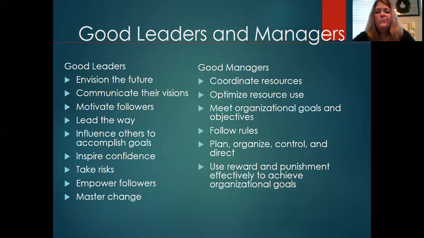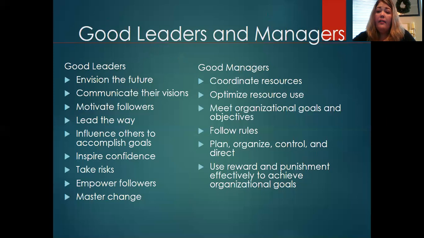So good leaders and good managers. Good leaders envision the future. They think about what's happening now and what's going to happen later, and see the trends and things that happened in the past, looking at the present and moving forward. They communicate their visions. They don't keep it to themselves. They have that open discussion with people about what they're thinking. They motivate their followers. That's a huge one.